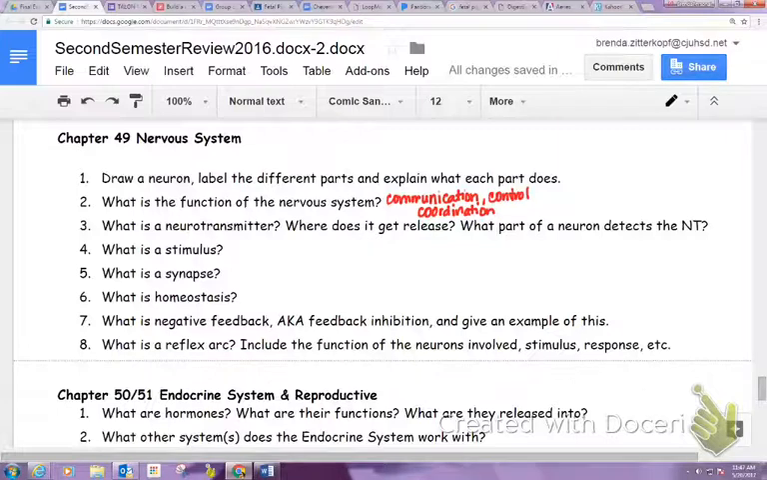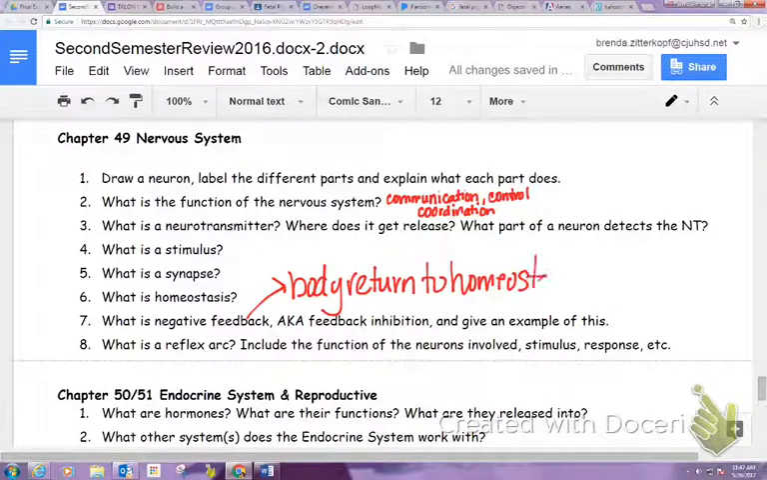Prepared. Okay. We talked about the synapse. We've talked a lot about homeostasis. Okay, negative feedback. We've talked a lot about this. Negative feedback and positive feedback. Negative feedback is where your body is going to return itself back to homeostasis. So if you're cold, you shiver to get warmed up. If you're hot, you sweat to cool off.